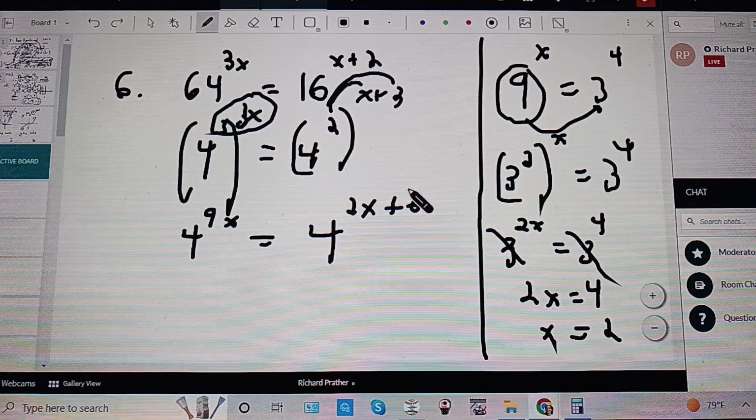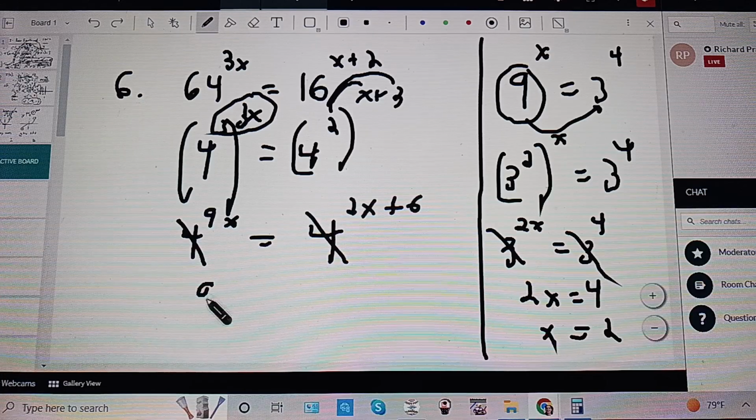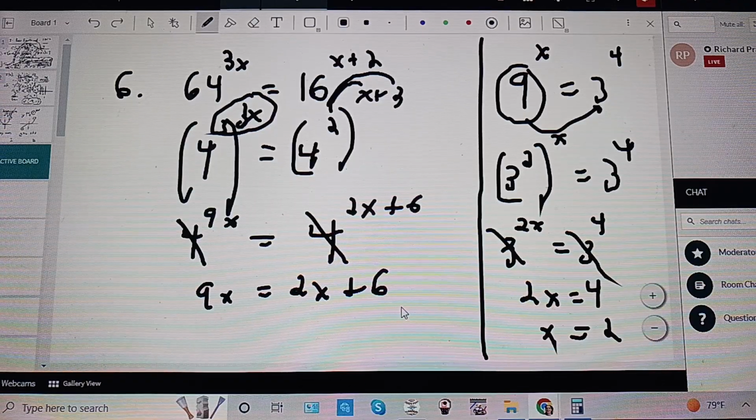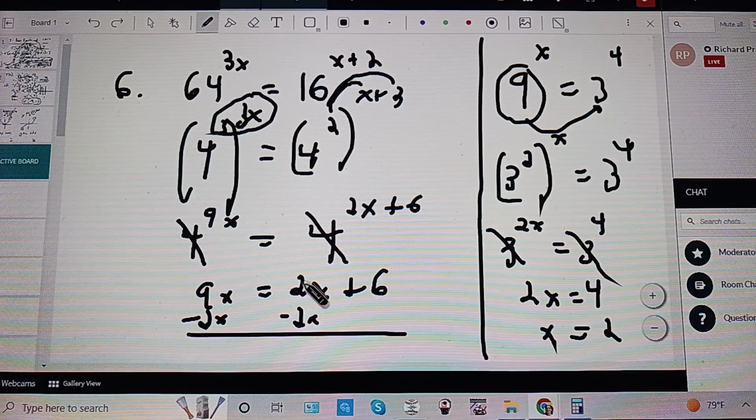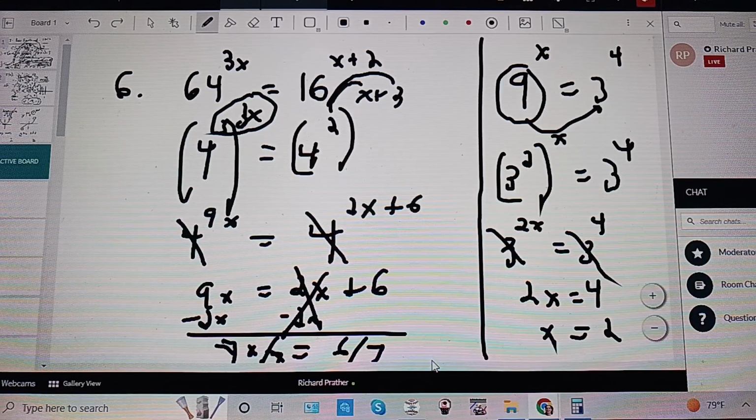Once your exponents are situated, then you can cross out the bases. So then you're left with a pretty easy algebra problem to solve. And they often don't come out exactly because they don't want people guessing and checking. So minus 2x, this is not going to divide evenly, but that's okay. 7x equals 6. Divide by 7, x equals 6/7.